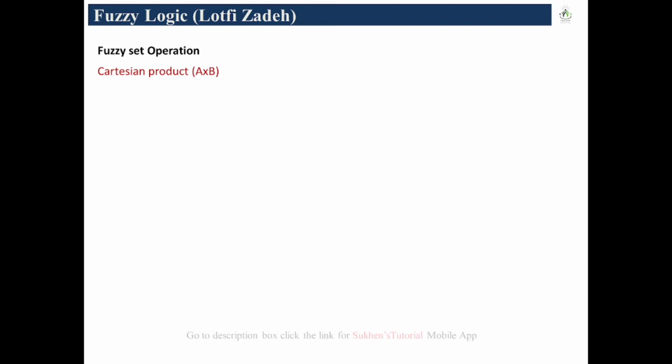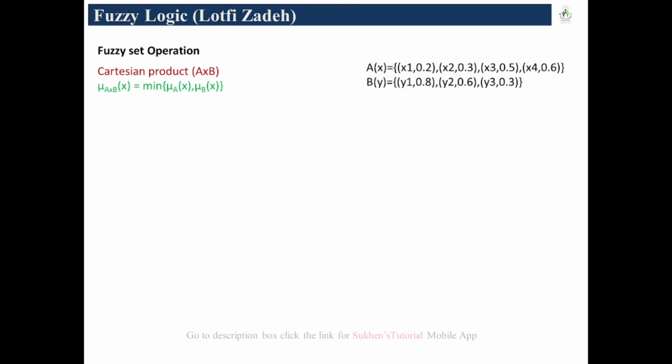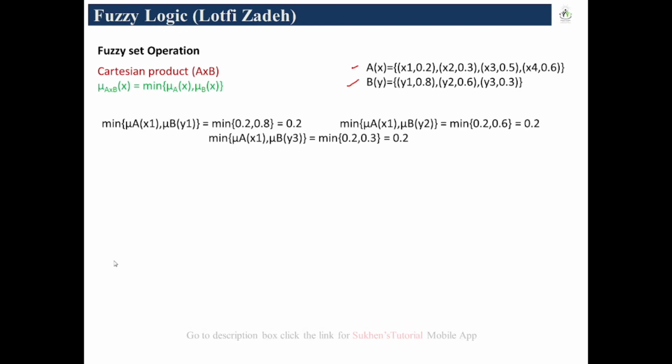Cartesian product means A multiplied by B, mainly used for matrix purposes. The formula is the minimum of mu Ax and mu Bx. What is the result in this example? This is x1 0.2, x2 0.3, x3 0.5, and so on. This is set A and this is set B, and we take the minimum of mu Ax1 and mu Bxy. Minimum of 0.2 and this one, 0.2 and 0.6, the minimum is 0.2, and for this one also 0.2.